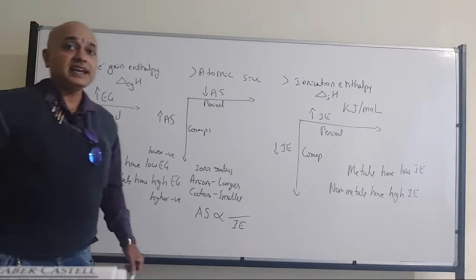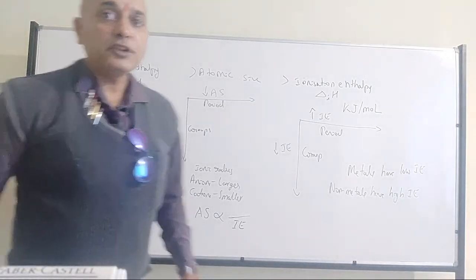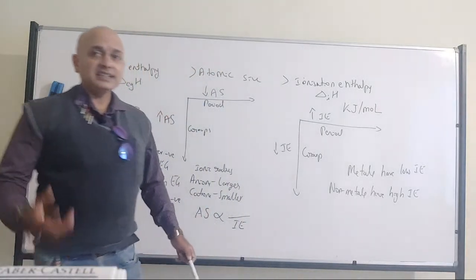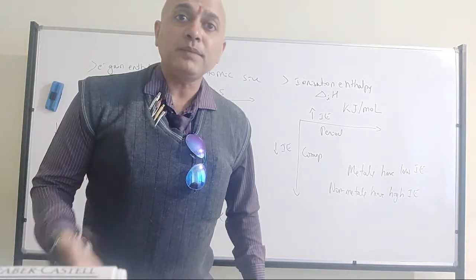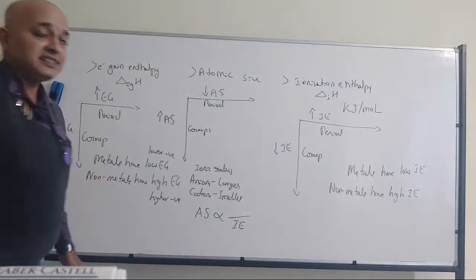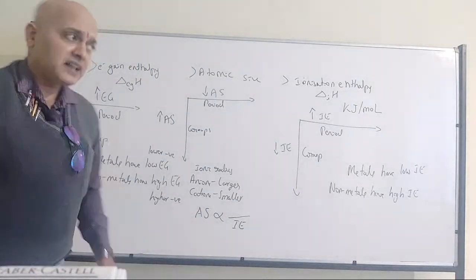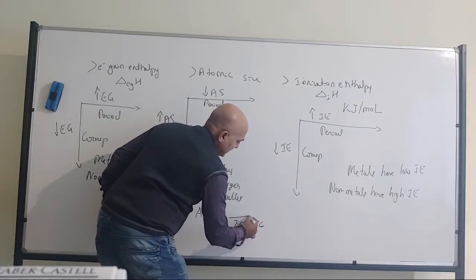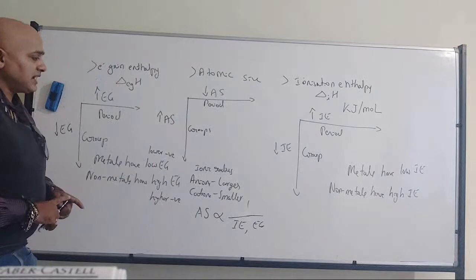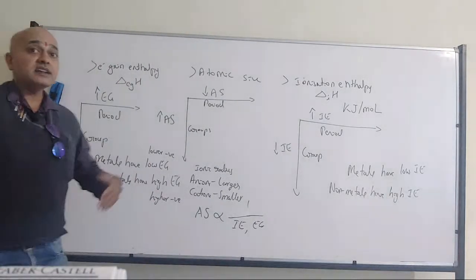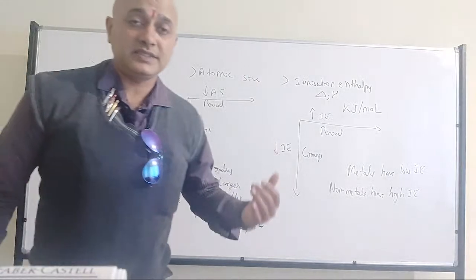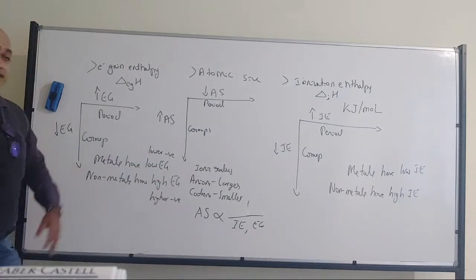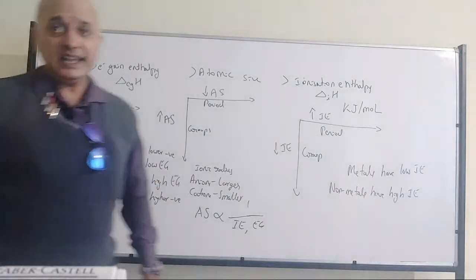What about electron gain enthalpy? Ionization enthalpy, yes, atomic size is less, more ionization enthalpy. What about electron gain enthalpy? So here also the same thing. They are in the same category. As the atomic size decreases, more energy will be released. So therefore, both are inversely related.